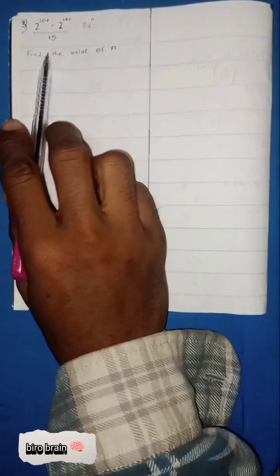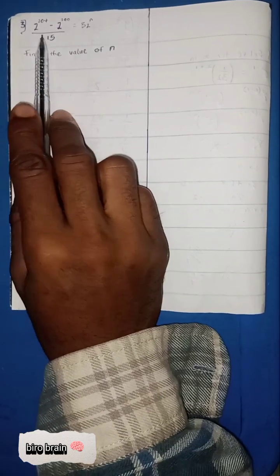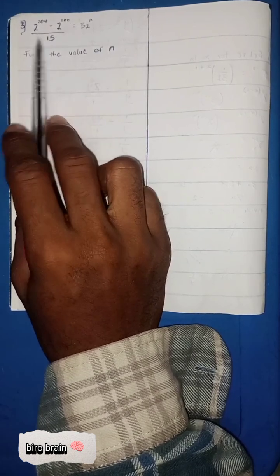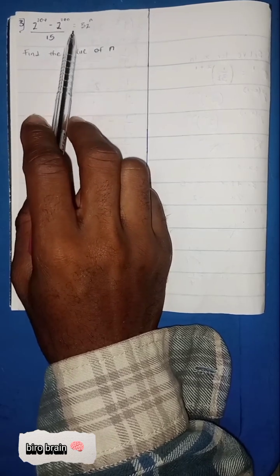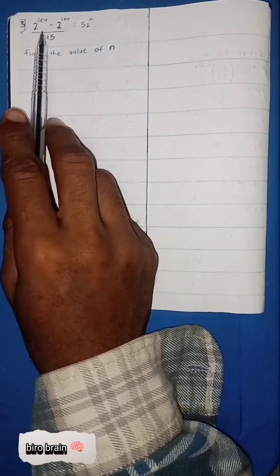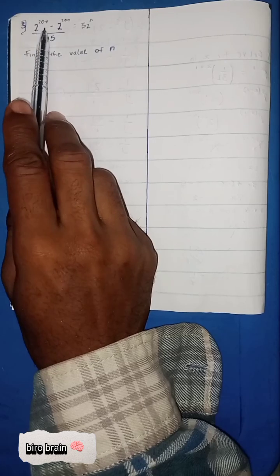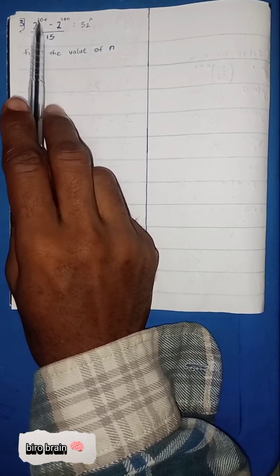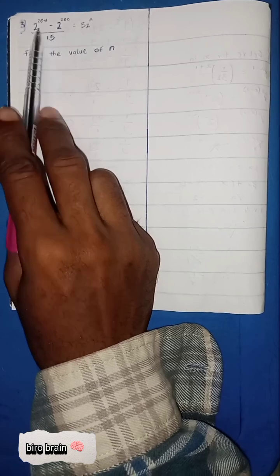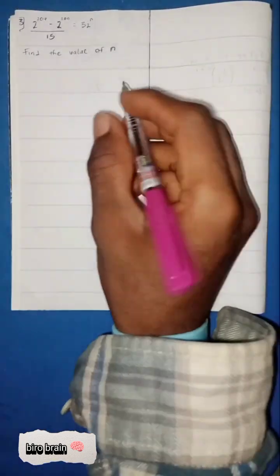Now for question 3, we have to find the value of n. In this case, we're having 2 raised to power 204 minus 2 raised to power 200 over 15 is equals to 32 raised to power n. Now, the first thing you need to do in this case is that you take the reverse process of this. Looking at this, we have 2 raised to power 200 in 204, right? In this, we can factorize 2 raised to power 200 out of this. So that's the first thing you should do.